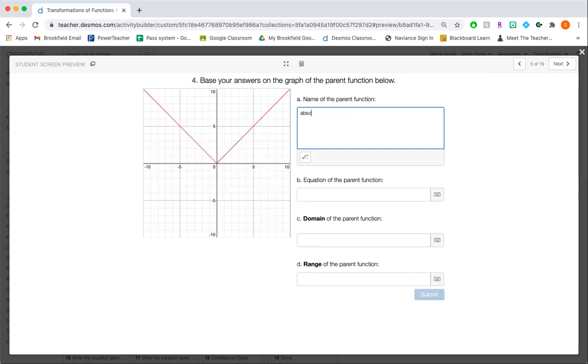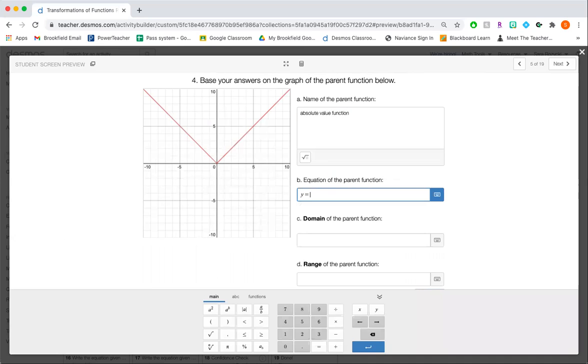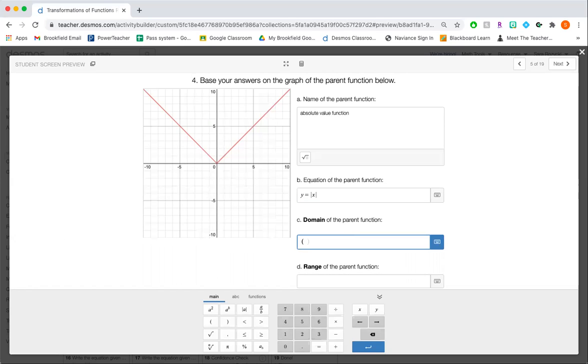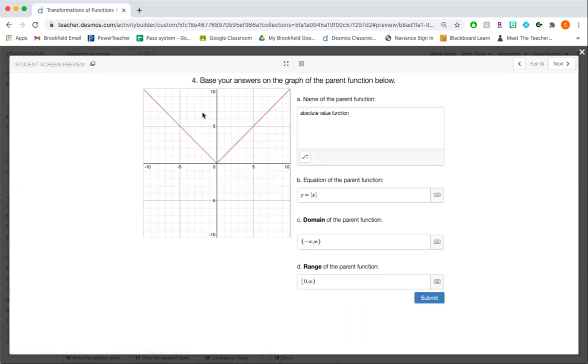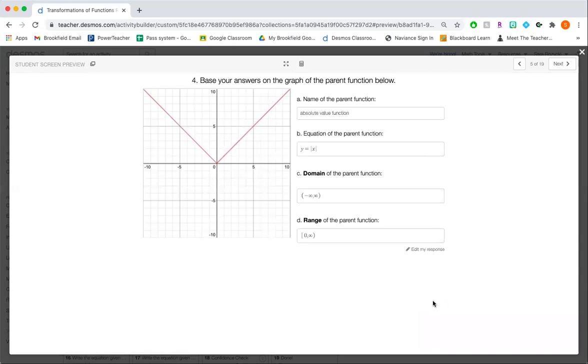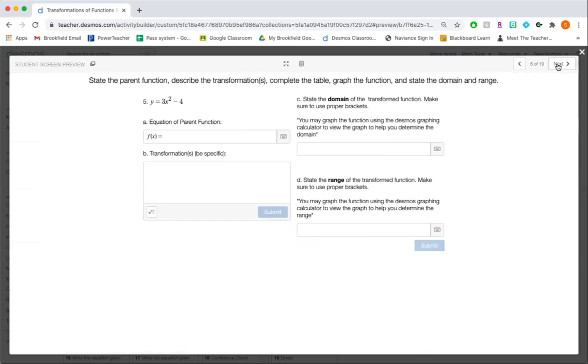Whenever I see a V, this is the absolute value function. The equation of the absolute value function is y equals absolute value of x. The domain is very similar. The absolute value function is very similar to quadratic. It's negative infinity to infinity, no matter what. And the range, same as quadratic, 0 to infinity. And that will change based on if you have vertical shifts, not horizontal shifts. We have one more function. It would be the linear function, but we don't worry too much about linear functions.